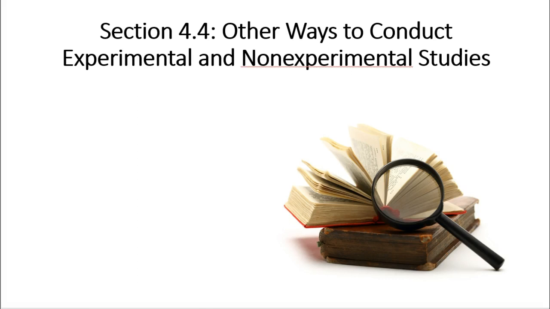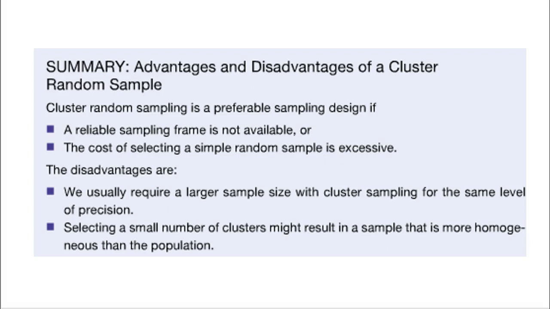Cluster random sampling is when you divide the population into a large number of clusters. Select a simple random sample of the clusters, then use the subjects in those clusters as the sample. Geographical regions such as city blocks or state counties are often used in cluster sampling. This summary comes from your textbook.